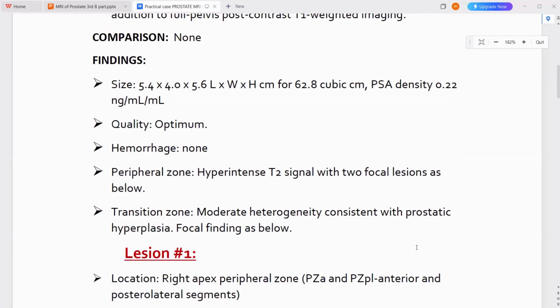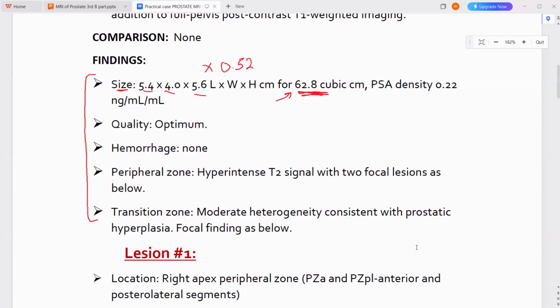Our findings will be divided into a few paragraphs. The first will be the size of the prostate. We will measure the size of the prostate in 3 dimensions and multiply these 3 dimensions times 0.52. We will get the prostatic volume. For example, here it is 62.8 cubic centimeters.